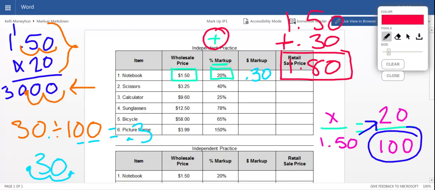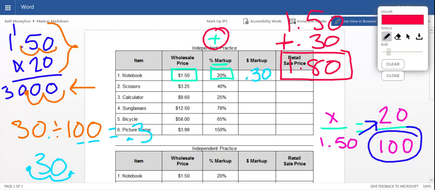The only thing you guys really need to remember for markup is that after you do all your math, solving your proportion, after all that hard work, you still have to go back and add. That's how you're going to get your final answer. Okay, so don't forget, don't stop after you solve your proportion. I know it's a lot of work, but you're not done yet. You still have to go back and add to find your retail price.